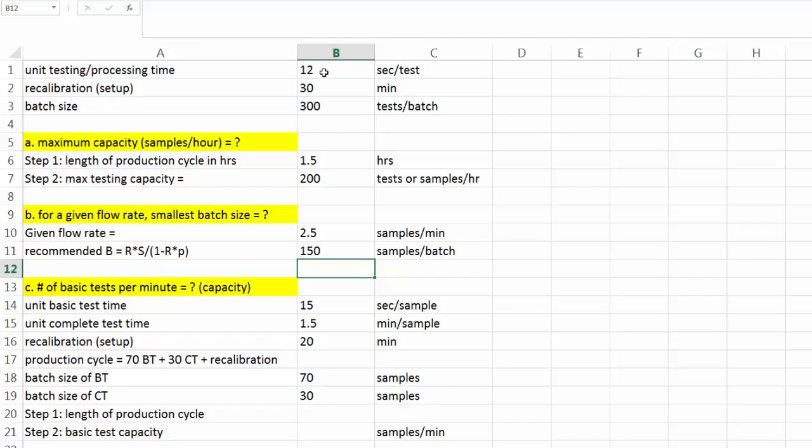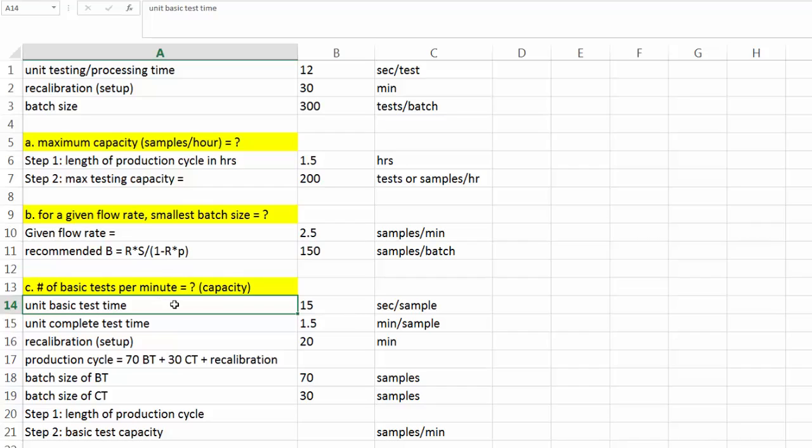Question C. We want to find out the number of basic tests we can perform per minute. In question C, we have some new information. First, there are two different kinds of tests, basic one and complete one. Basic test time is 15 seconds per sample. Complete test time is 1.5 minutes per sample. Setup time is 20 minutes.